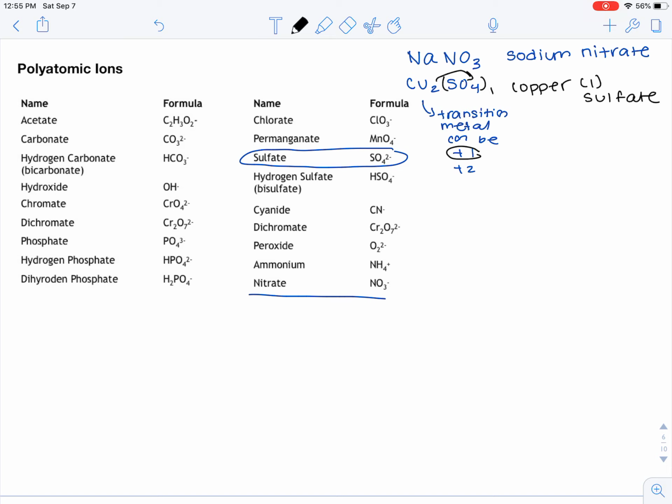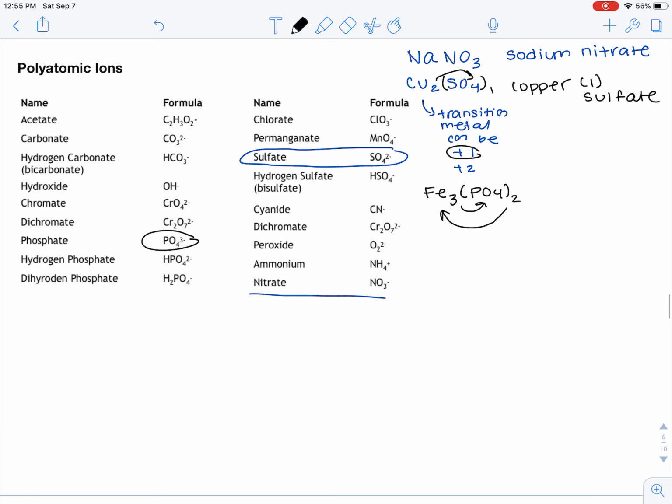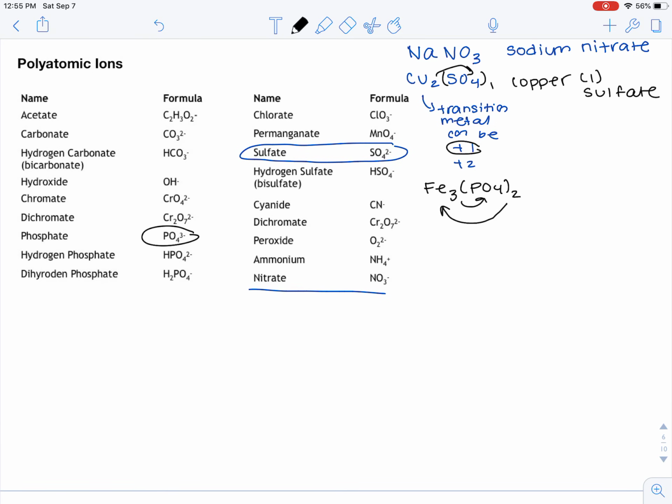Another example could be something like this. You could have Fe3(PO4)2. Now you see, all right, where's my phosphate? My phosphate's over here. The 3 comes from the phosphate, the 2 comes from the iron. So I'm dealing with iron 2+. So the name would be iron(II) phosphate.